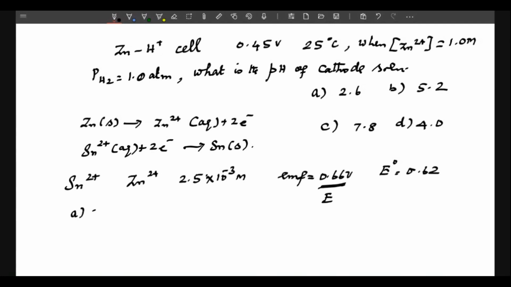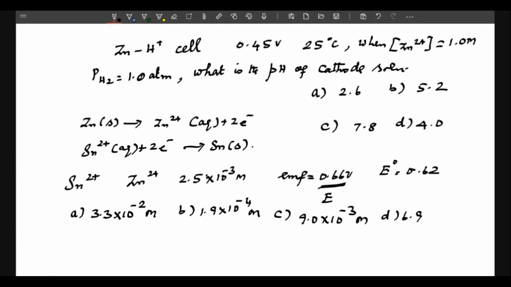Option A, 3.3 into 10 power minus 2 molar. B, 1.9 into 10 power minus 4 molar. C, 9 into 10 power minus 3 molar. D, 6.9 into 10 power minus 4 molar. And E, 7.6 into 10 power minus 3 molar. This type of problem has so far not been asked, but it is a little bit difficult problem.